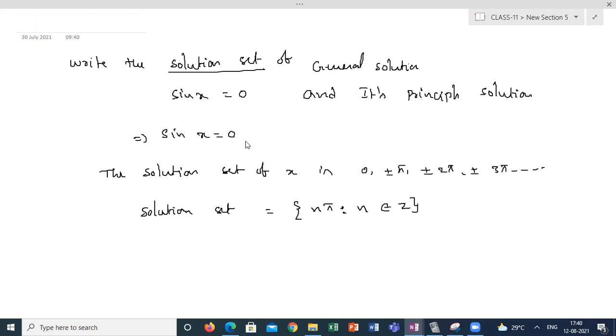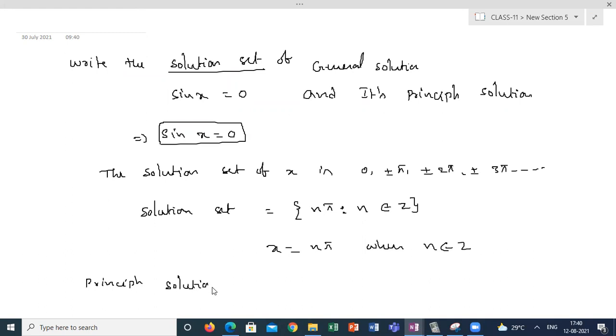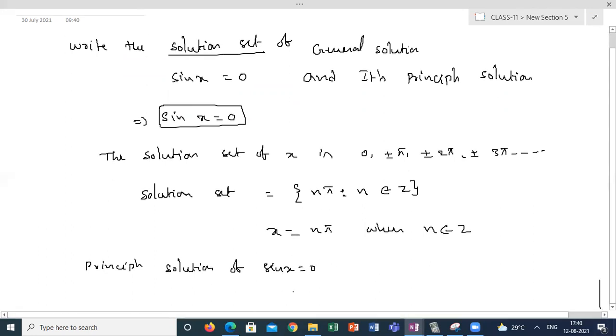How do we write the solution set of sin x is equal to 0? x is equal to n pi, where n belongs to Z. Even this you can write: x is equal to n pi is the solution set of sin x. But when it comes to the principal solution of sin x is equal to 0, between minus pi by 2 and plus pi by 2, where sin x is 0, x is equal to 0 radians.